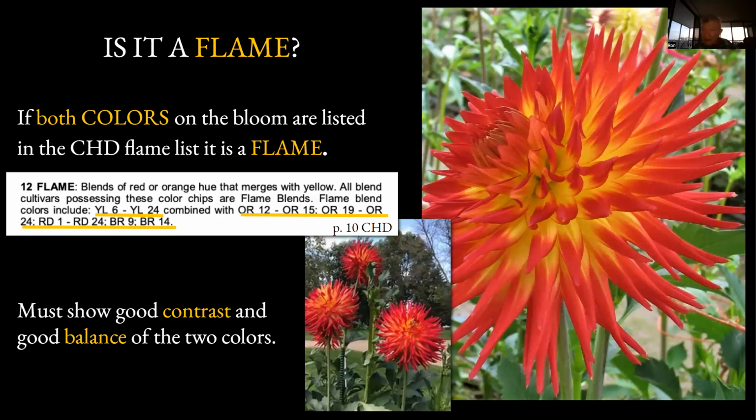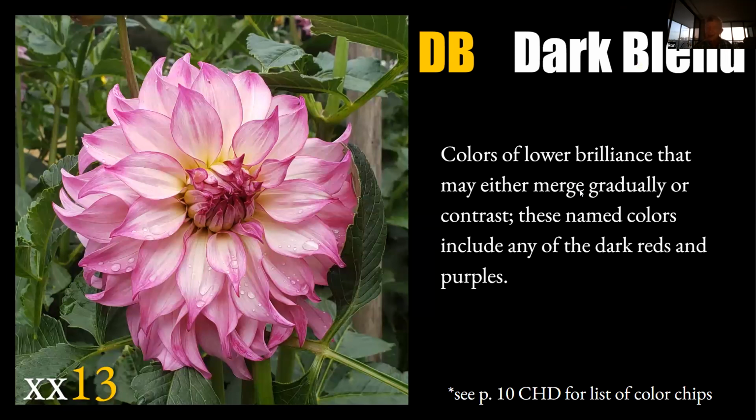And I think all the blends are together at the fair, aren't they? I think so. Yeah. Dark blend then is 13 colors of lower brilliance that may either merge gradually, contrast, and so forth. But here again, dark reds and purple, you have to look at page 10 of the classification book in order to determine. So apparently they feel that whatever color this is may be a certain purple that is in the list of color chips under dark blend on page 10.